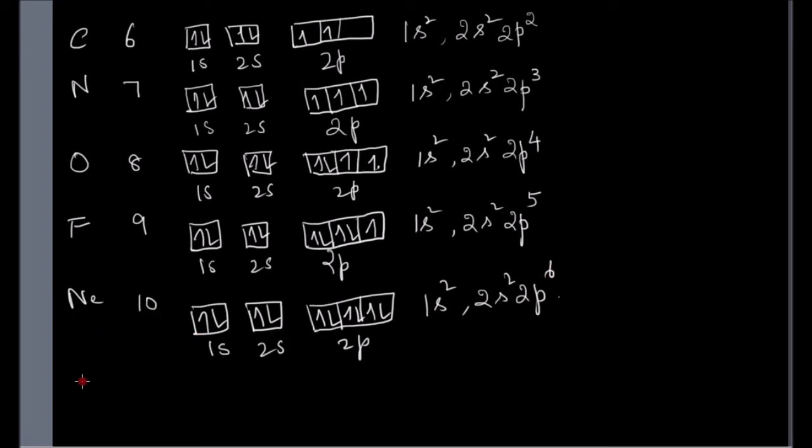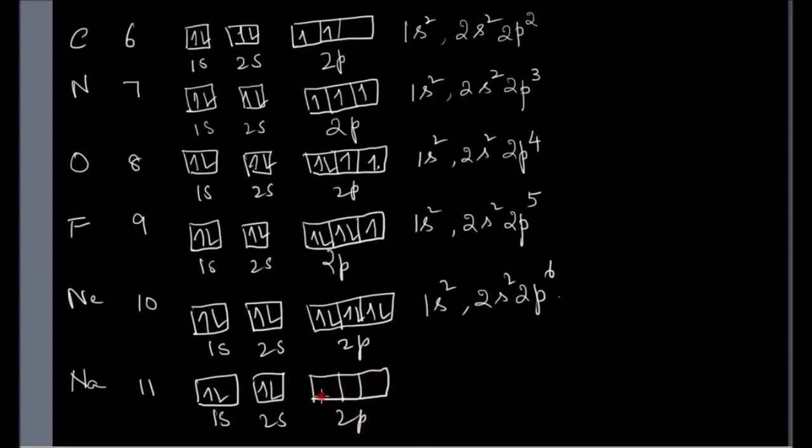The next is sodium with 11 electrons. 1s, 2s, 2p. Now the 11th electron of sodium will go to 3s.